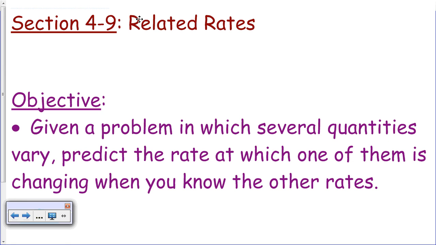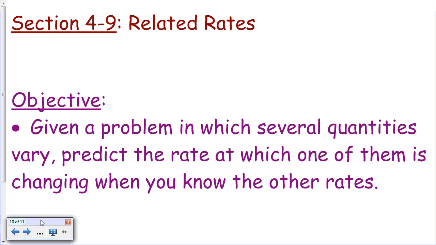Section 4-9 is on related rates, and the objective for this section, remember, is given a problem in which several quantities vary, predict the rate at which one of them is changing when you know the other rates. And again, the term related rates comes from the idea that we are coming up with a relationship between rates, and the way that we get that relationship is we're going to start out with an equation that involves a couple of variables. We'll then take a derivative of that with respect to t, our time, and thus we'll get a relationship between some rates.